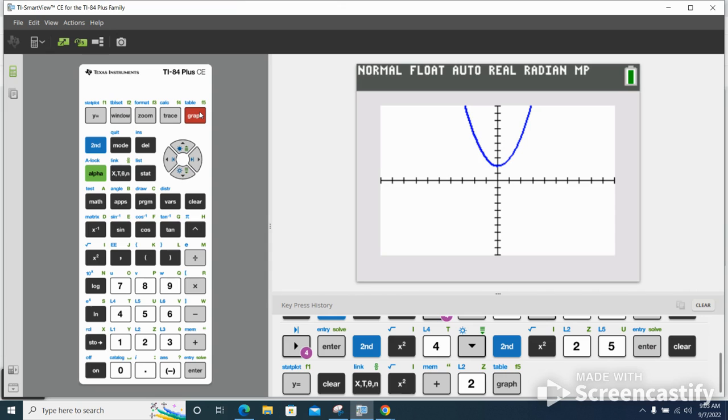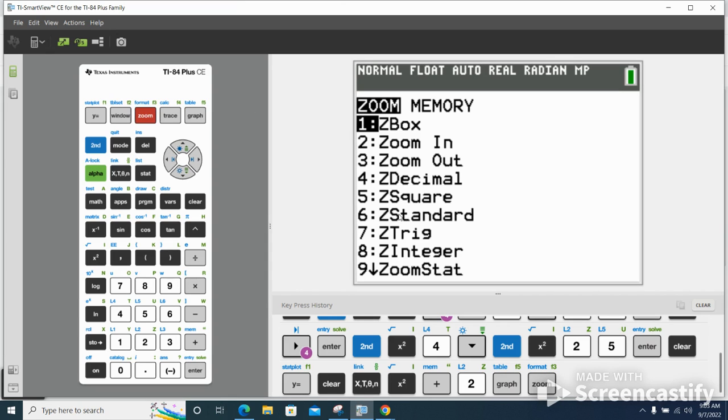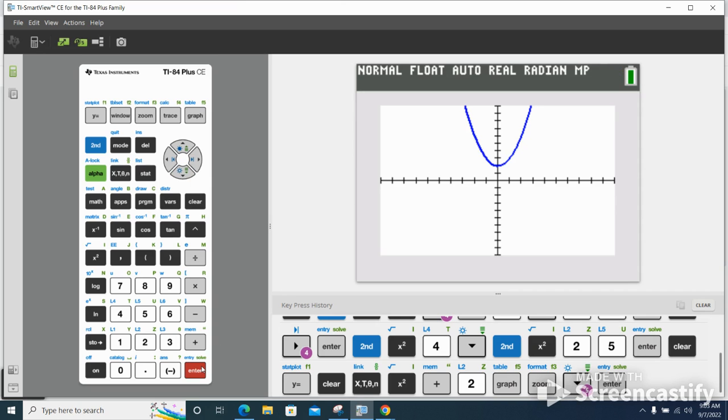So go ahead and click on zoom. And see where it says standard? Okay, try this and see if it fixes it, okay? So click on the zoom button and see where it says Z standard. Now what Z standard says is it's going to set the windows for the X to be from -10 to 10. And it's going to set the Y's from -10 to 10. So if you come down here to option number 6, Z standard, it'll make it look like that. So do that and see if that fixed it.